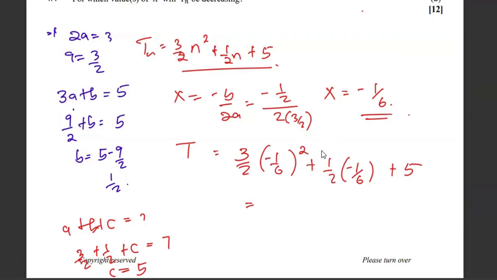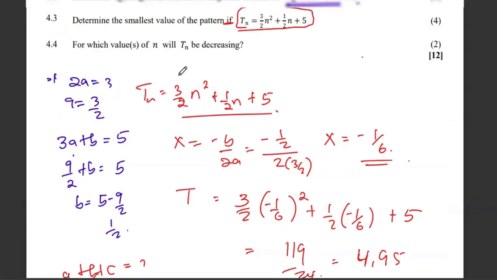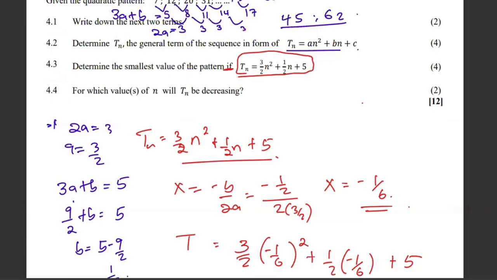Okay, so negative 1 over 6, we are squaring that. Then minus, I'll say just 1 over 12. Okay, and then I'm adding 5. So this becomes 119 over 24, which is 4.95, meaning that the fourth term needs to be the minimum. Does that make sense?